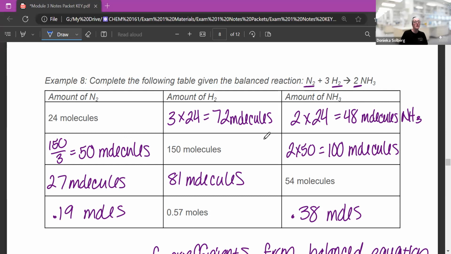Okay, same thing if you want to try to fill in the rest of the table. This is molecules and moles, which, remember, all go with these coefficients 1, 3, and 2. So go ahead and give that a try.